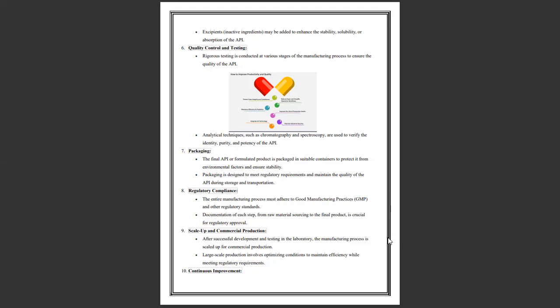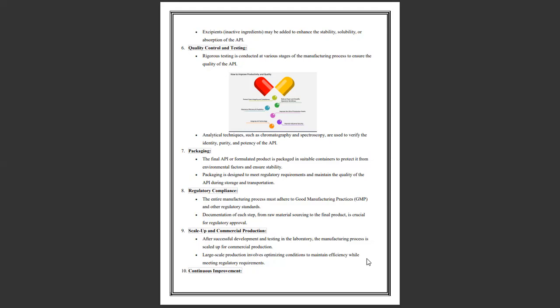Then the next step is scale up and commercial production. After successful development and testing in the laboratory, the manufacturing process is scaled up for commercial production. Large scale production involves optimizing conditions to maintain efficiency while meeting regulatory requirements.